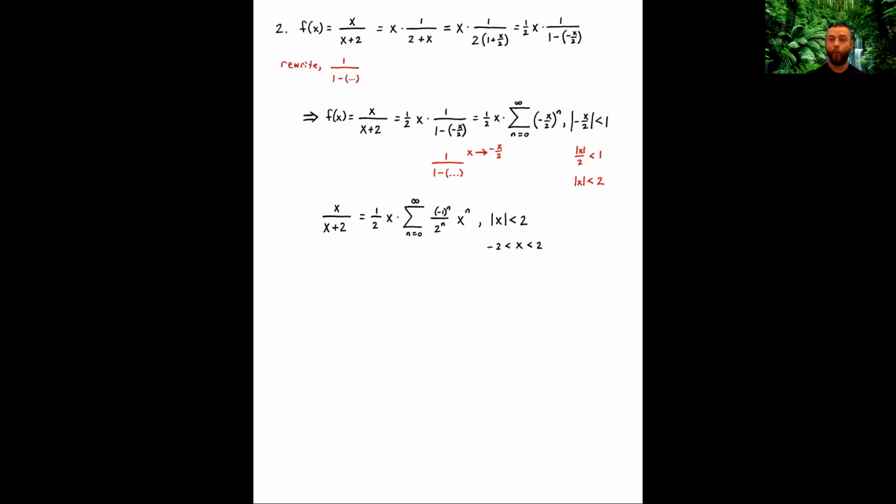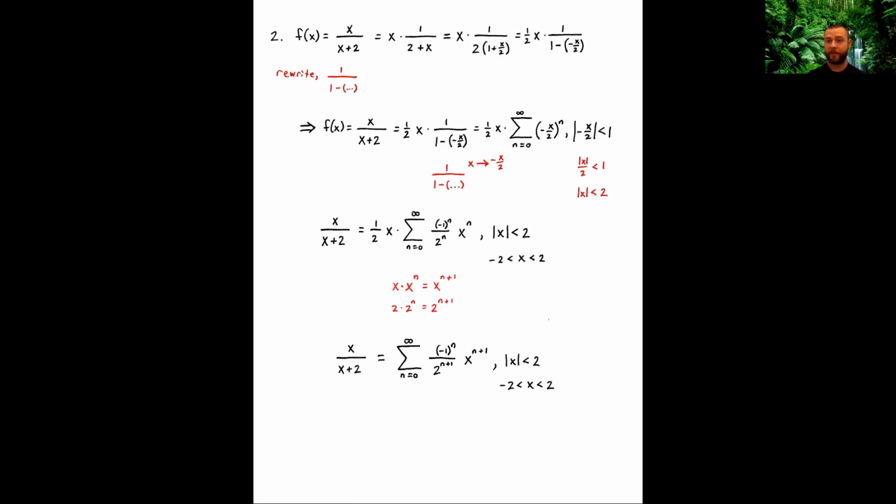Now, what do we do with this 1/2 x? Well, if we apply some basic exponent rules, we can just multiply it into the power series, into the summation sign, x times x to the n. Multiplying like bases, you can add their exponents, and 2 times 2 to the n, the factors within the denominator, we can also add their exponents. We can write 2 times 2 to the n as 2 to the n plus 1.